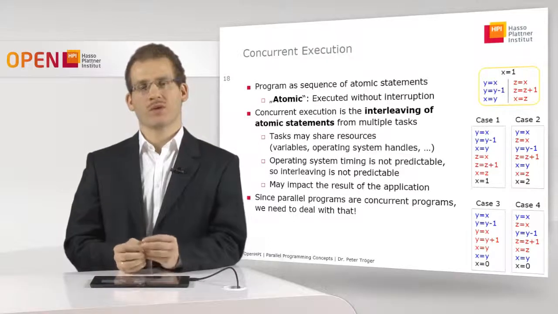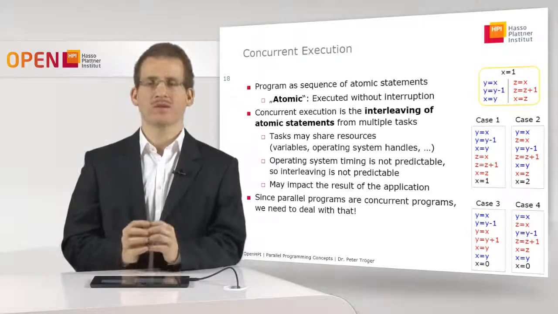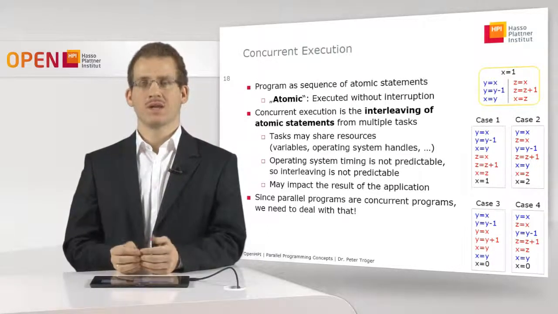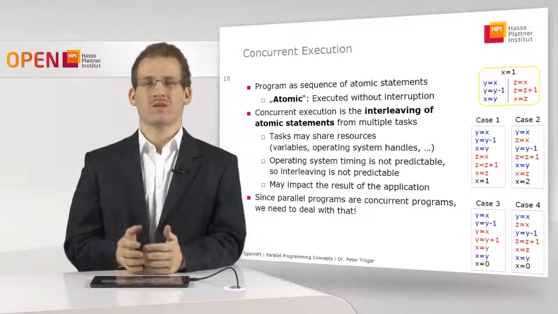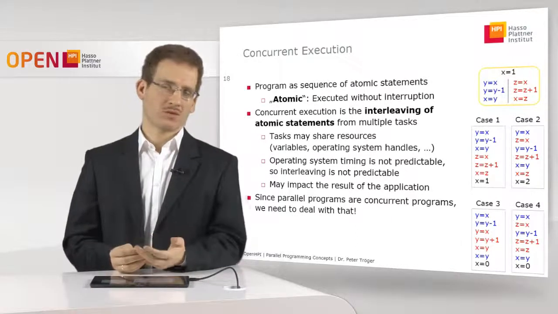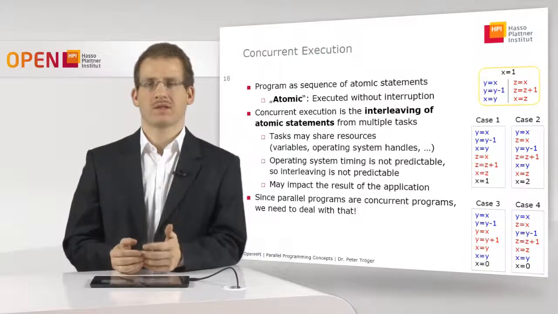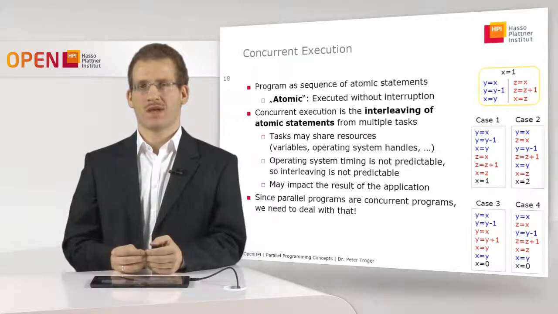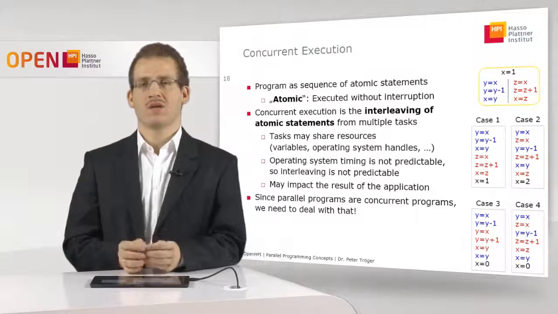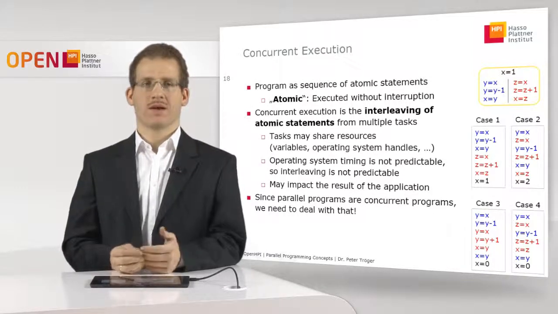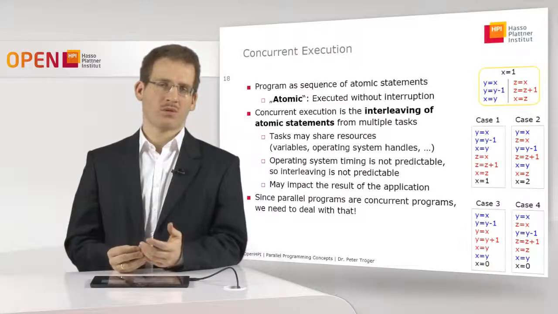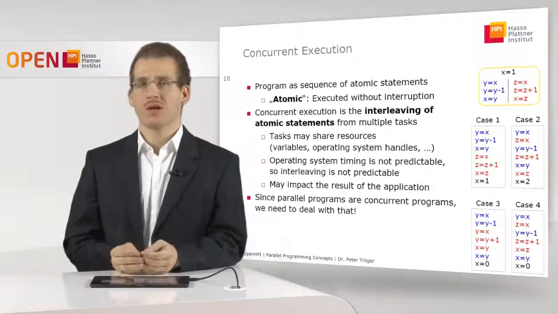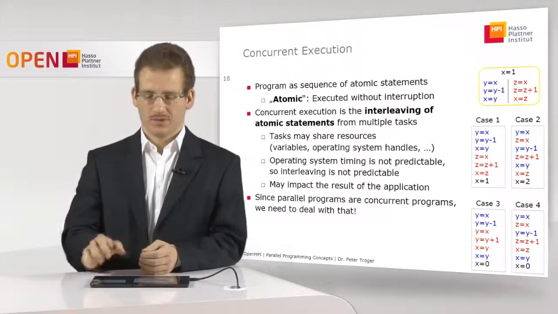So the problem with concurrency is that in the moment where you have shared information, shared variables, shared memory or even shared operating system resources, the interleaving of execution may lead to different results. This is not predictable, because the actual interleaving is done by the operating system scheduler in an event-based mode, so there is no possibility of predicting how the interleaving at runtime will take place. This is a crucial problem in concurrent programming, and since parallel programs were identified as concurrent programs, we have the same problem, so we have to deal with that too.